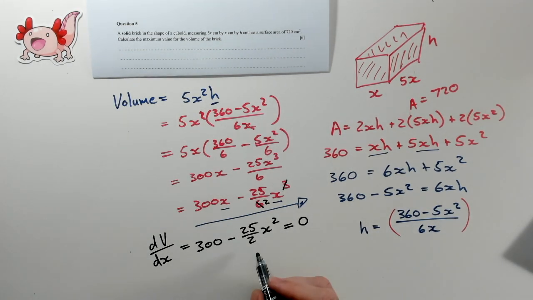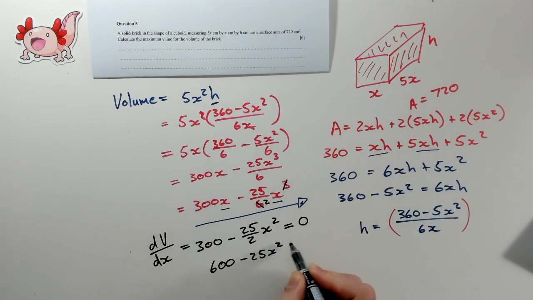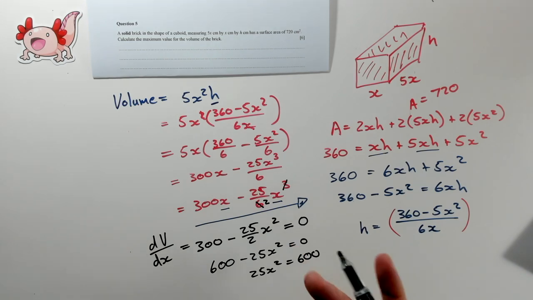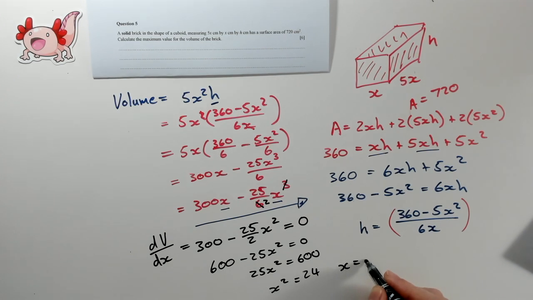And now I could multiply by 2 to make my life a little bit easier. So this will be 600 minus 25x squared is equal to 0. So 25x squared is going to be 600. Basically I moved that over and switched it around. And then x squared is going to be 600 divided by 25, should be 12. Well, I'll just check. 600 divided by 25. Oh, it's 24, obviously. Okay, so that's 24.